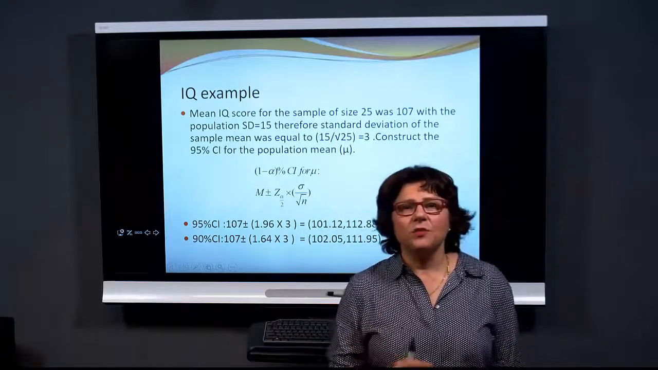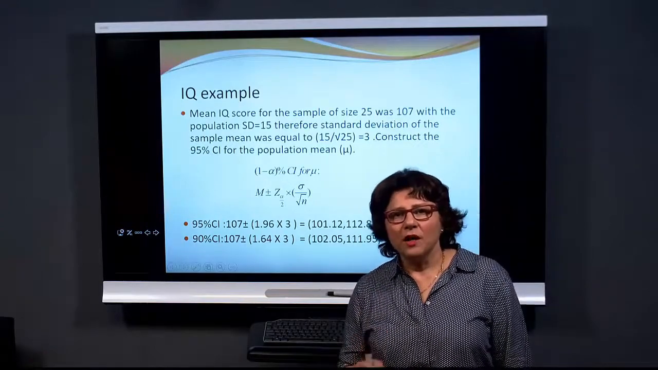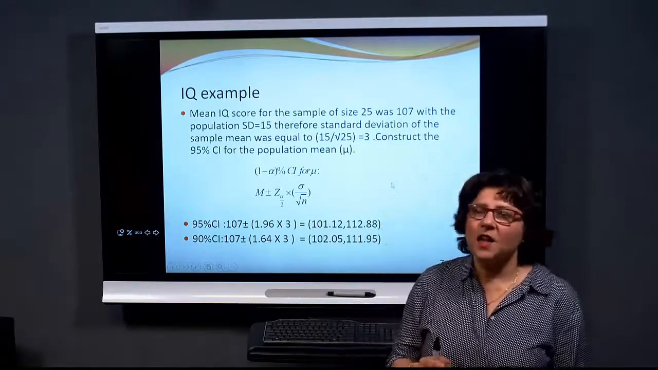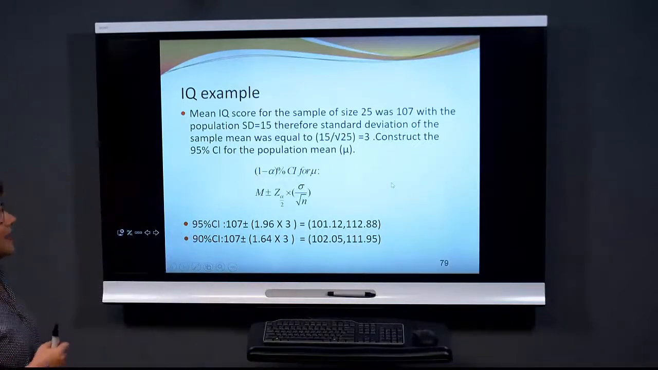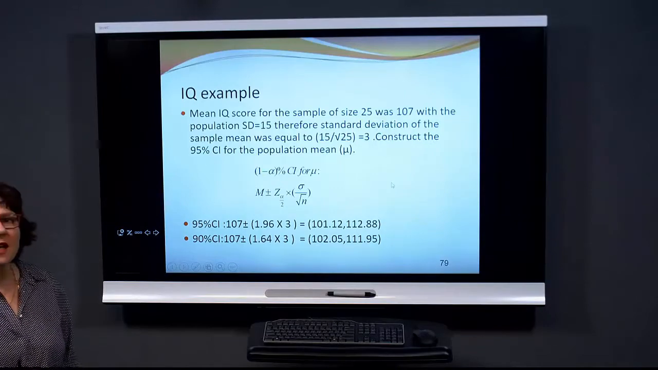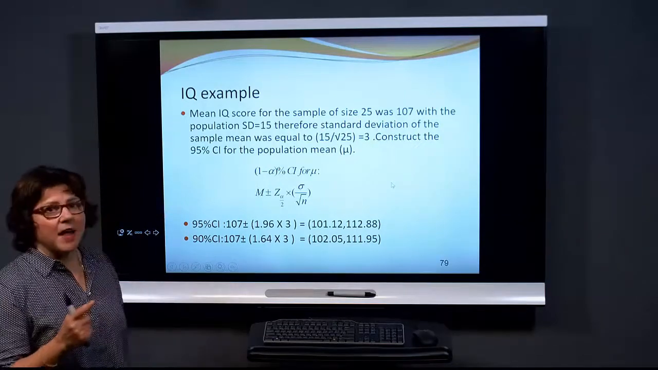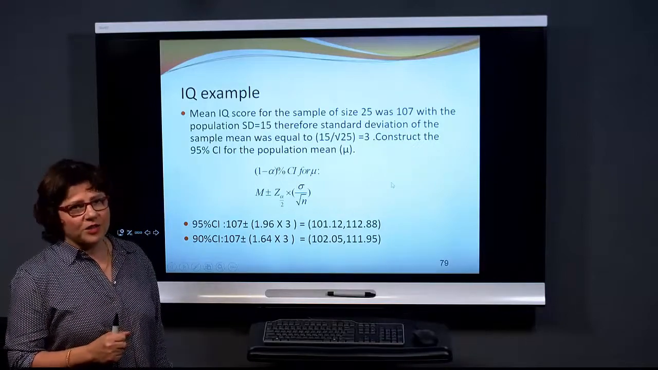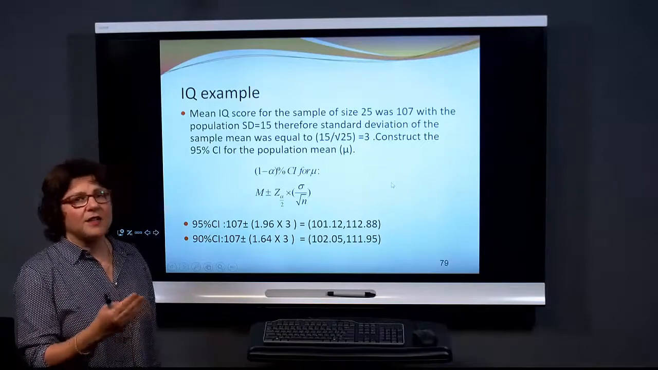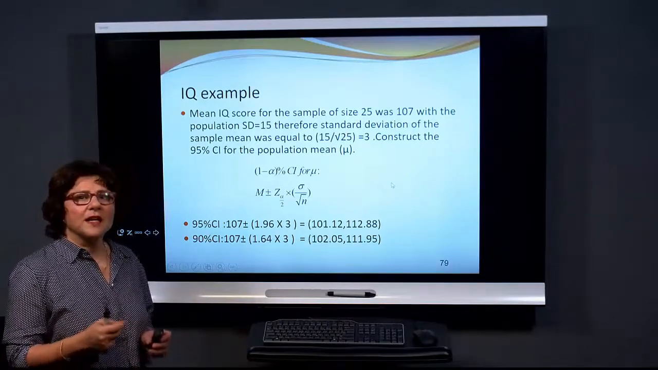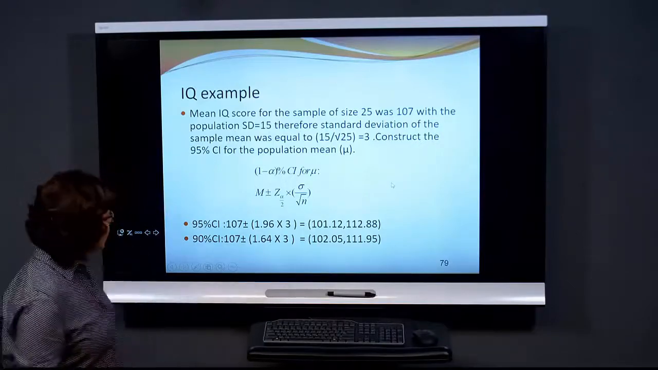Now in this video we come back to our example and we want to calculate the 95% confidence interval for the example of the IQ score. What did we say? We said that our psychology students are cleverer. The IQ score of psychology students was higher than the general population. Now we want to get both the 95% and 90% confidence interval.